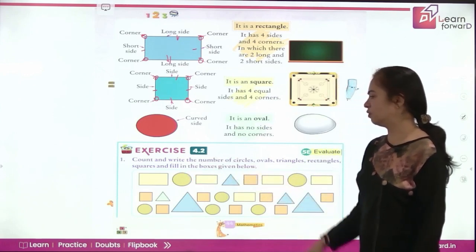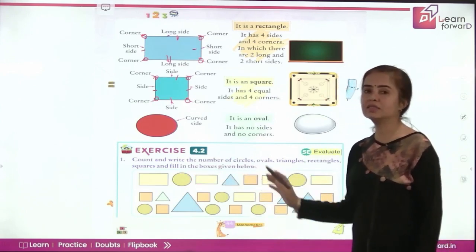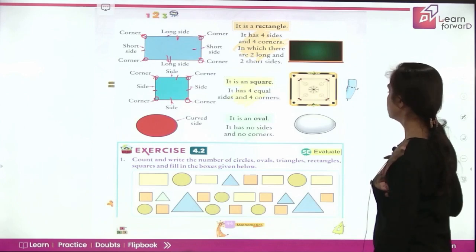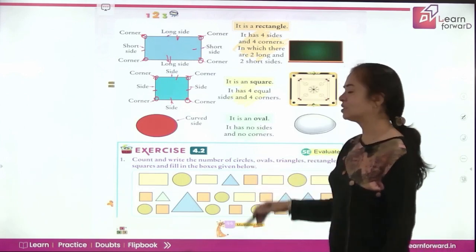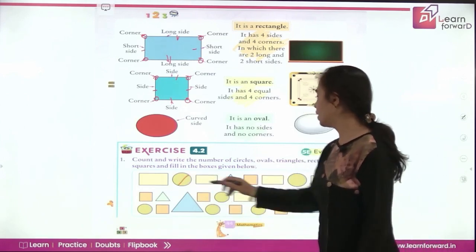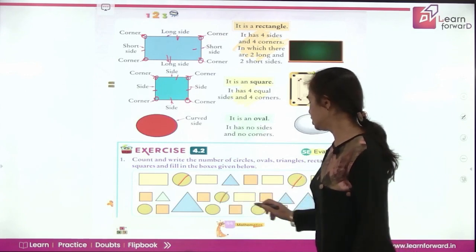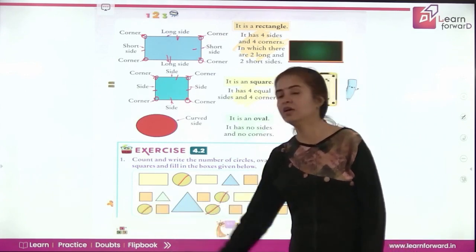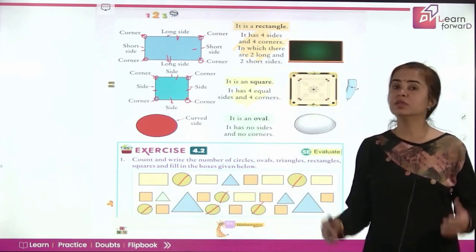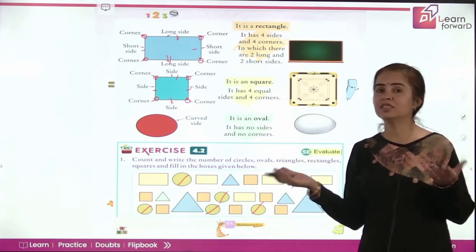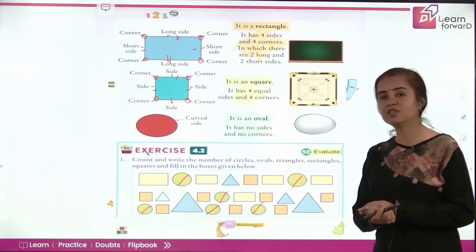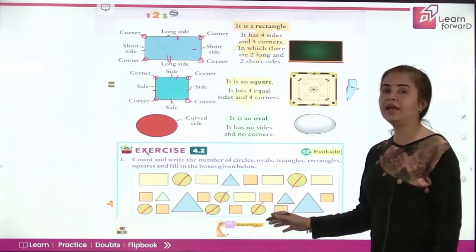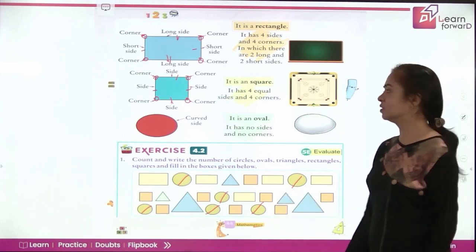the boxes given below. So here is a collection of all these shapes. You will just be counting. Let's start counting with circles. 1, 2, 3, 4, 5, 6. Why am I crossing them out? So that I don't forget which ones I have counted. That is why I crossed them out and I got 6 circles here.